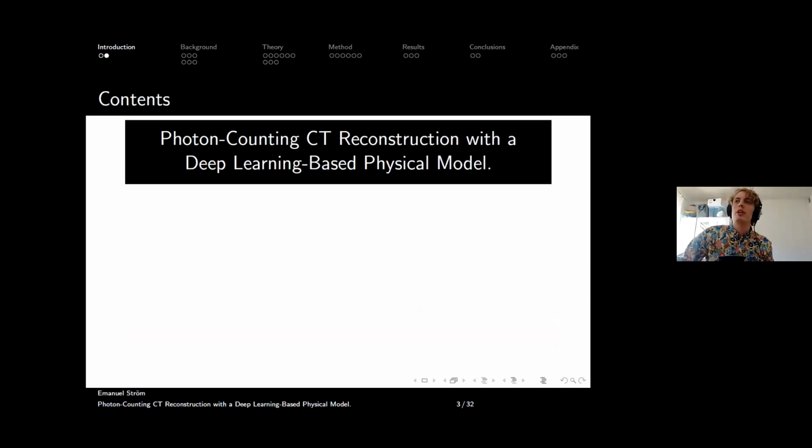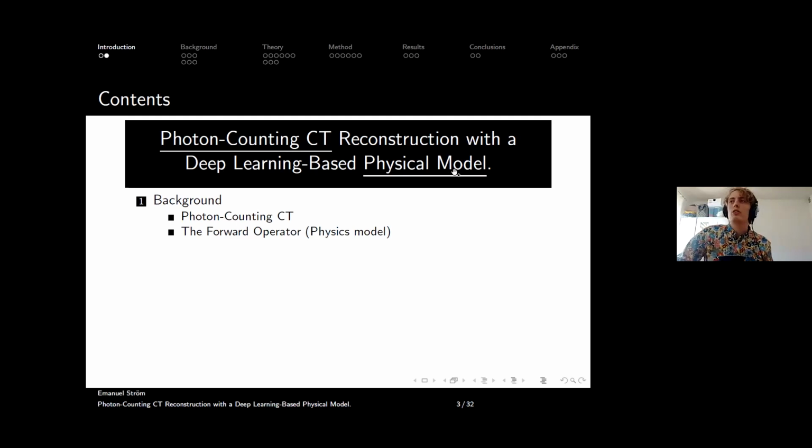More in detail, the layout today is that we start off by trying to explain this title, the topic of the talk. So we start by looking at photon-counting CT. We move on to looking at the physics model, and we're going to explain something called the forward operator, which is an integral part of the physics model, which we're going to focus on.